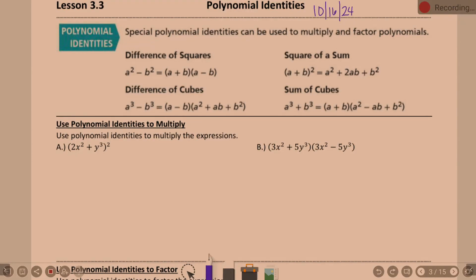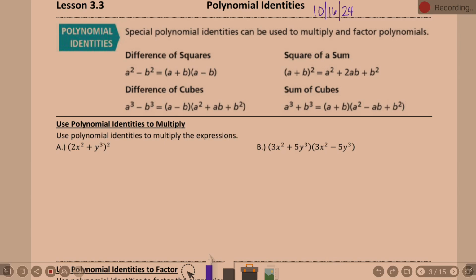3.3 is polynomial identities, okay? On this front side of the page, we have 4 identities that we're looking at, some of which are shortcuts that you can use or not use. Some of them are formulas or shortcuts that you're going to need, okay?